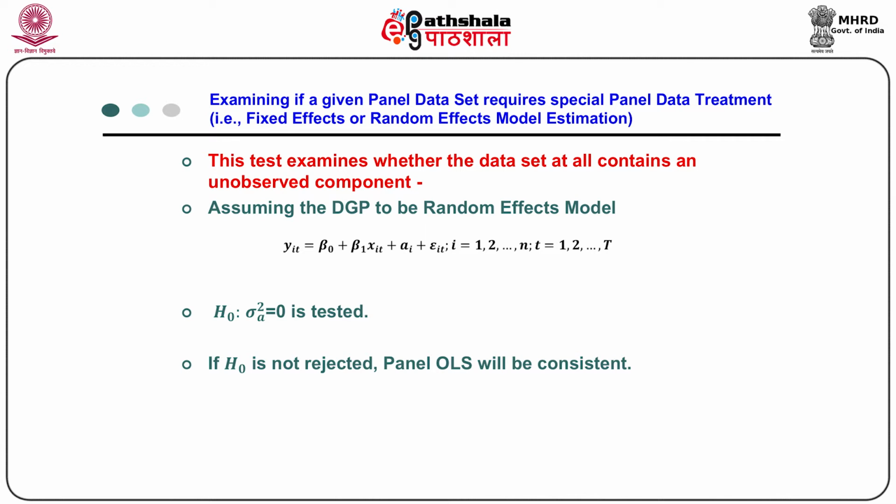and the null hypothesis sigma_alpha square equal to 0 is tested, and if H naught is not rejected, the panel OLS will be consistent. So, if we find that H naught, sigma_alpha square equal to 0, is not rejected, then panel OLS will be consistent.